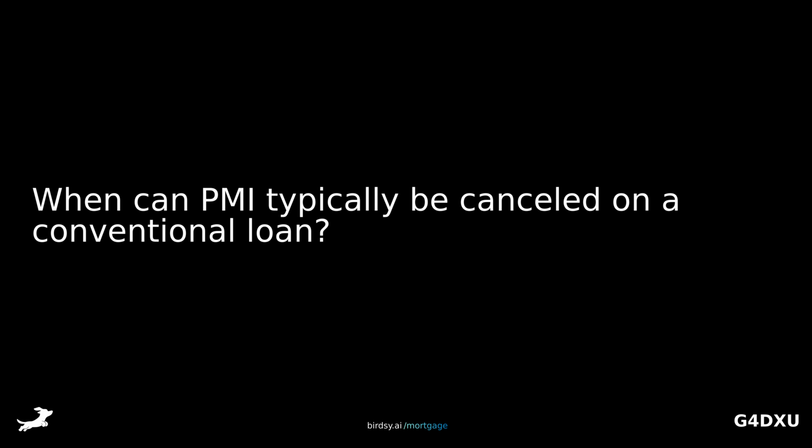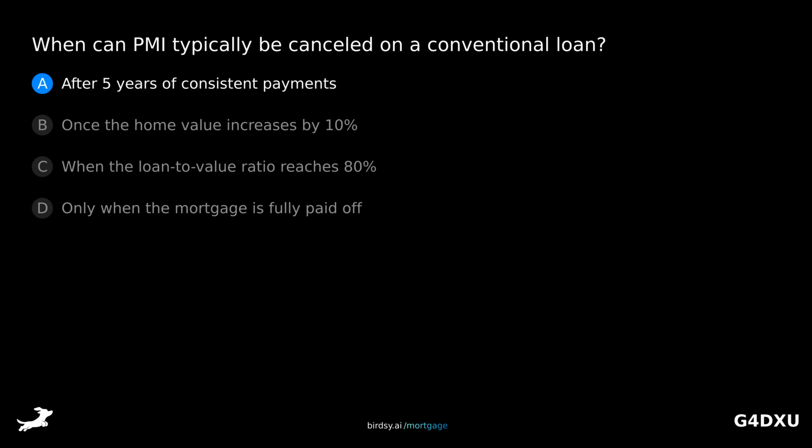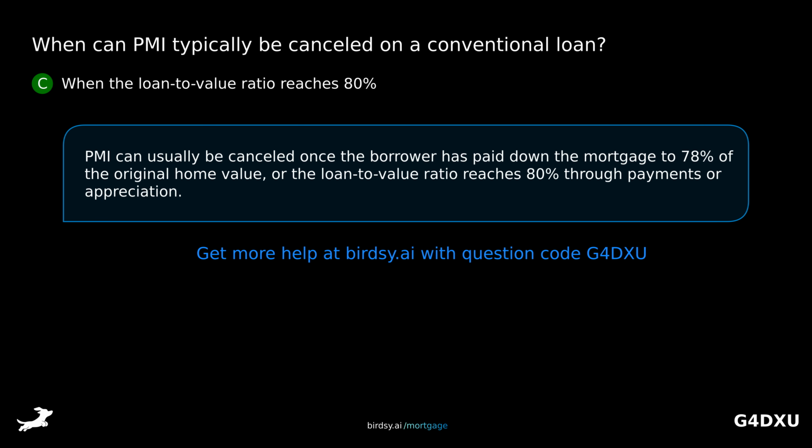When can PMI typically be canceled on a conventional loan? Is it A, after 5 years of consistent payments, B, once the home value increases by 10%, C, when the loan-to-value ratio reaches 80%, or D, only when the mortgage is fully paid off? The answer is C, when the loan-to-value ratio reaches 80%. PMI can usually be canceled once the borrower has paid down the mortgage to 78% of the original home value, or the loan-to-value ratio reaches 80% through payments or appreciation.